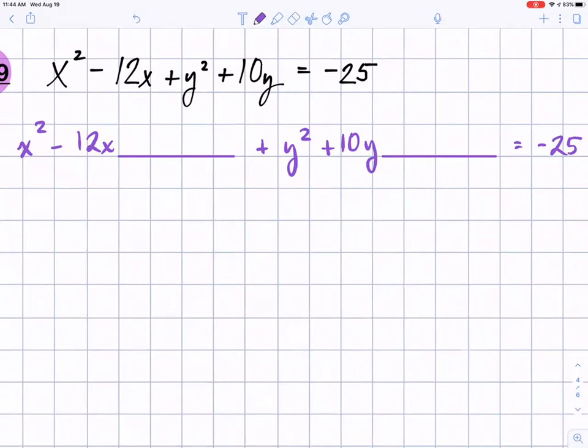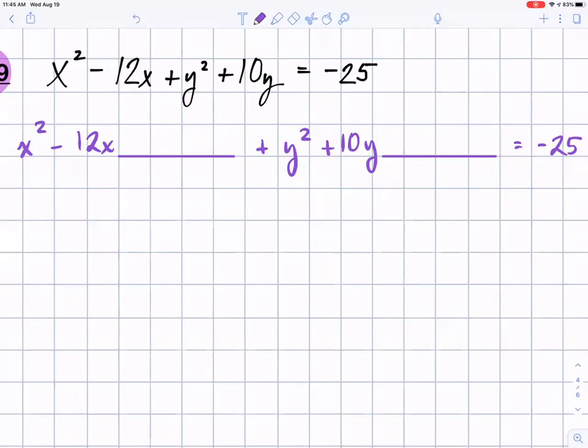By the way, there was no math done here. All I did was spread it out. Okay, so what's the next step say I should do? Take half of the b. What is in the x piece? What's the b? Negative 12. Good. All right, so take half. What do you get? Negative 6. What's the next step, does it say? Square it. So if you take a negative 6 and you square it, what do you get? A positive 36.